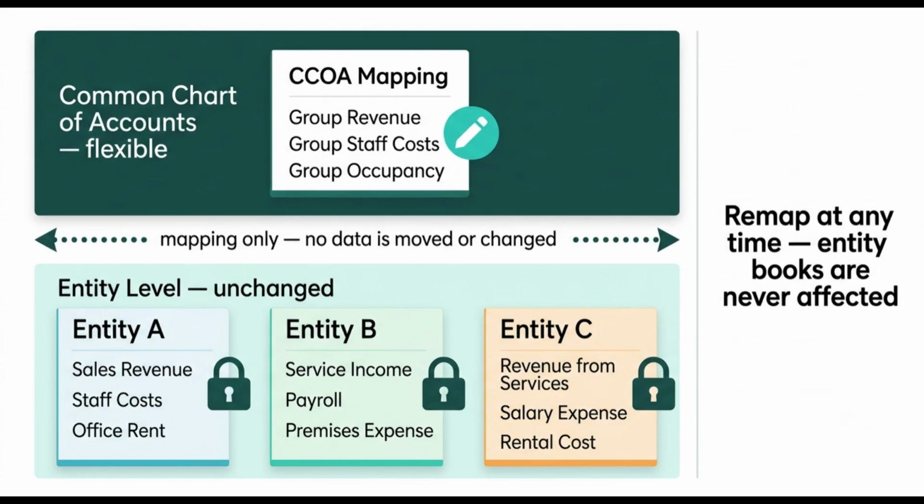Critically, the entity data and entity chart of accounts are never touched. The common COA sits above them as a separate mapping layer. The entities keep their own books exactly as they are. The mapping is just a lens BrizoConsol uses to read them.